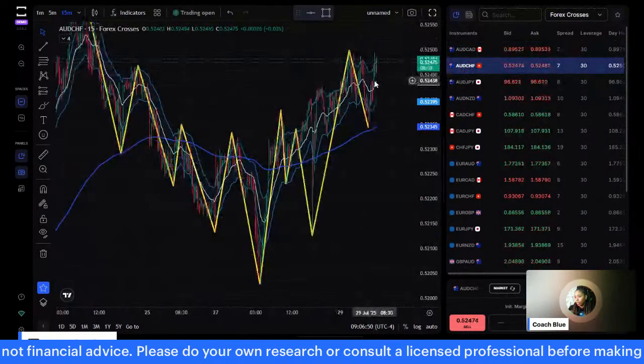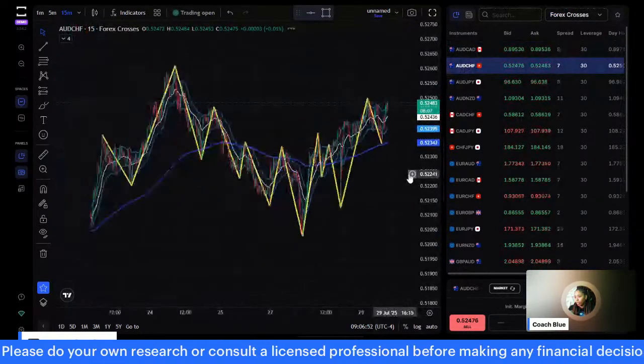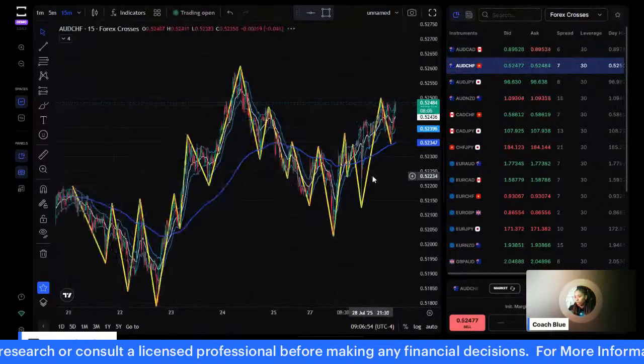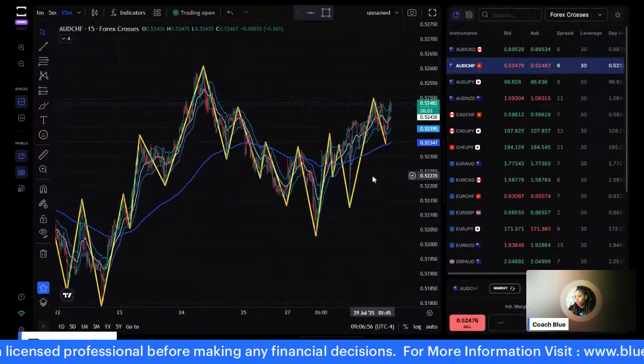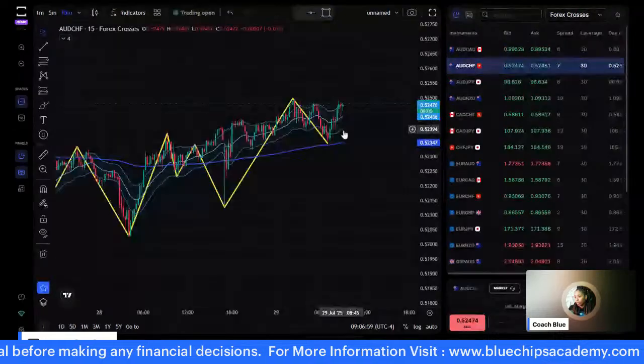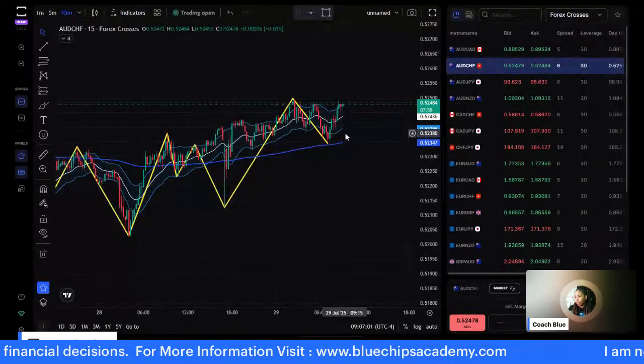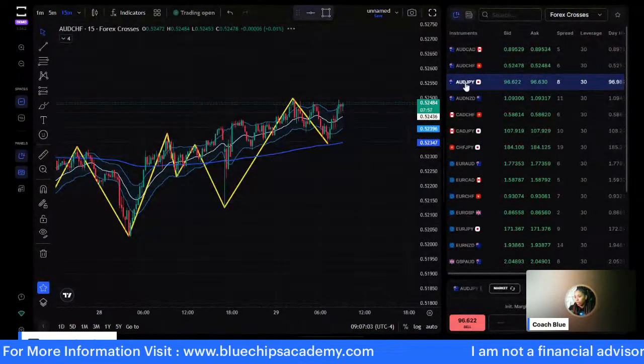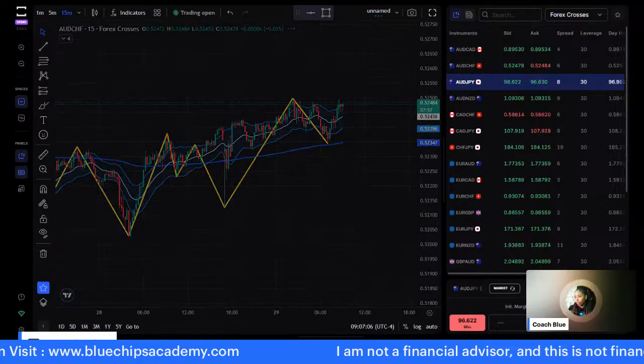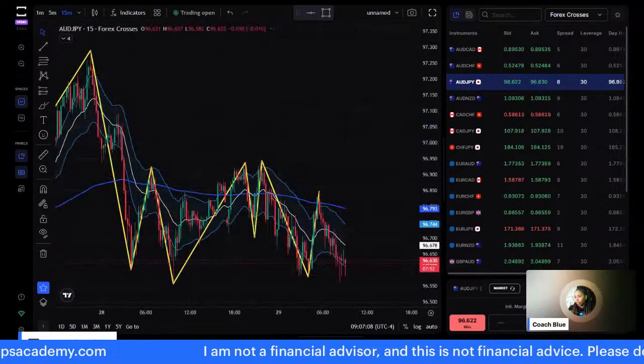AUDCHF. All right. So AUDCHF. Right now, price is above. We're moving up overall for the 200. So, when the price is moving up, we want it to be at the bottom of the Keltner. So that's not an opportunity to enter. Okay. Let's go to AUDJPY.